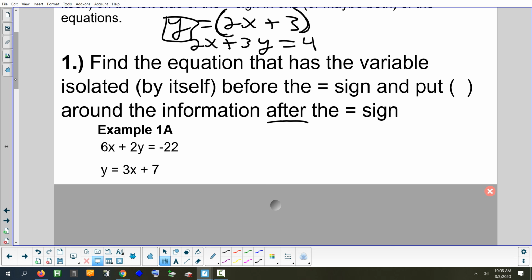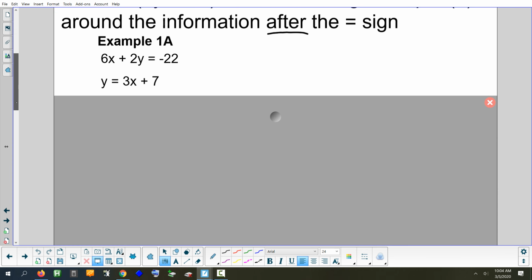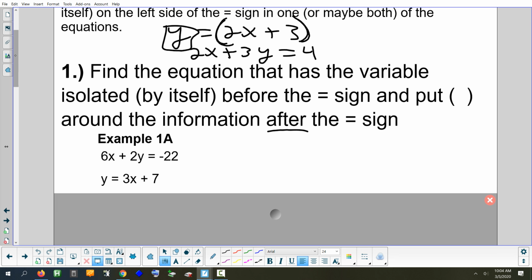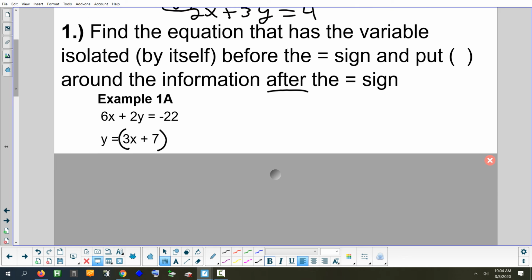So looking at example 1a, is there an equation that has a letter by itself? Yes. Which equation has a letter by itself? The second one. Which letter? Y. So yes, this is situation 1 because x or y is already by itself in at least one of the equations. It could even be both. But in this case, it's not both. It's just one. So step 1. Find the equation that has the variable isolated and put parentheses around it after the equal sign. That's step 1.